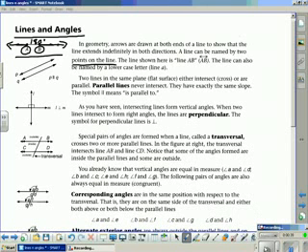Okay, you want to remember that? Okay. A line can also be named by a lowercase letter. For example, line A, okay, or line B.